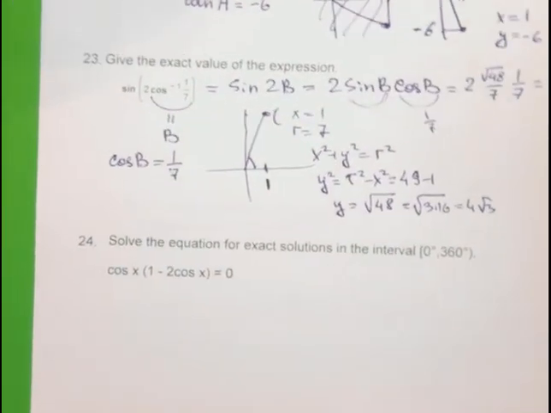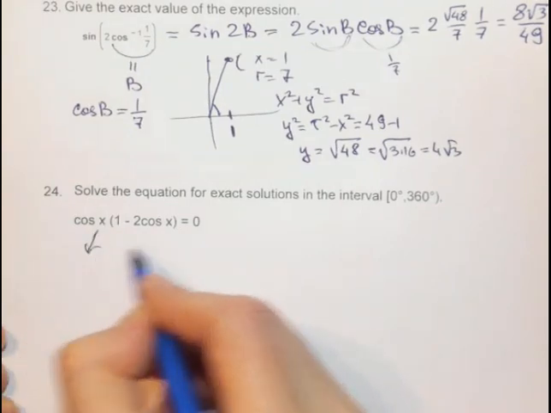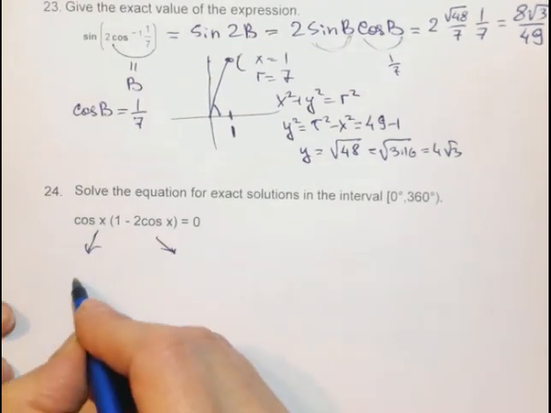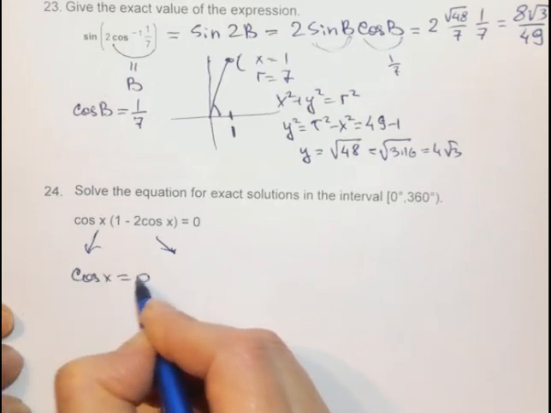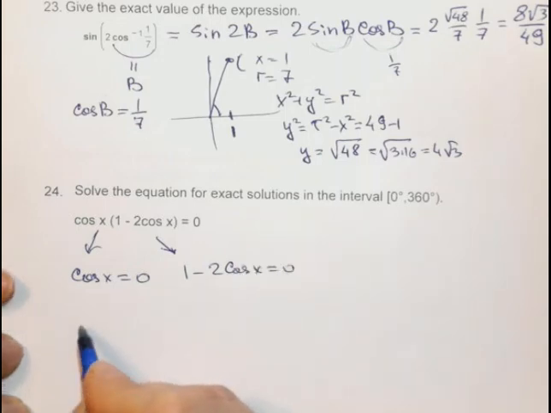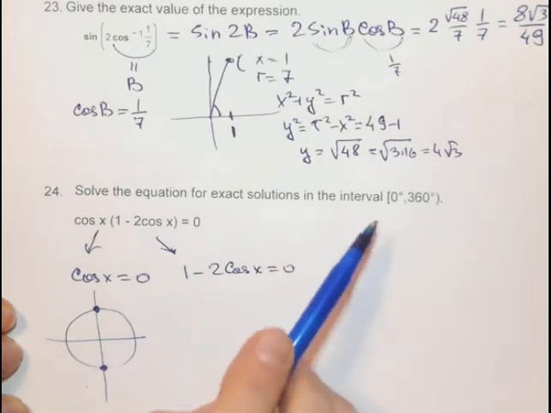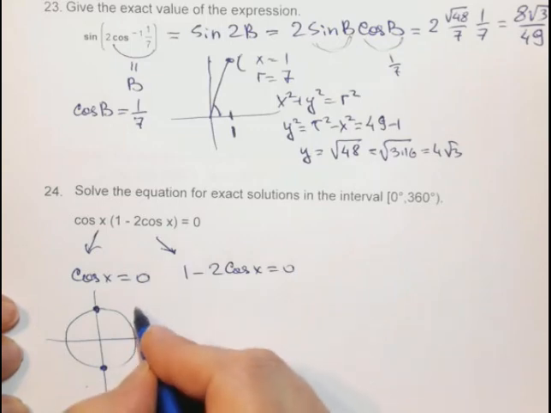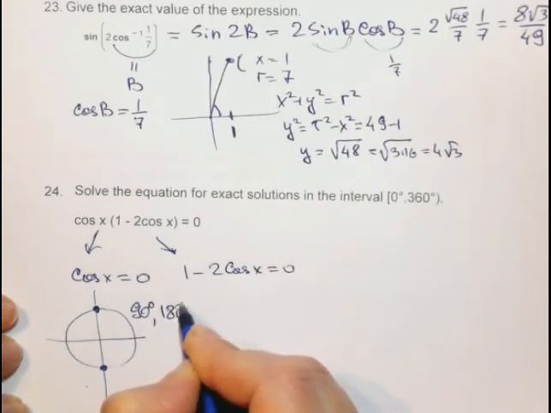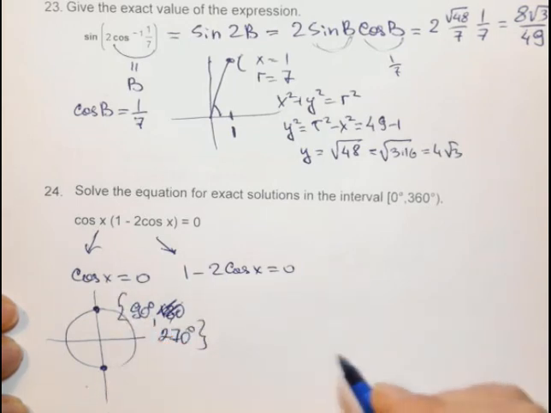So if the equation is in factored form already, then each factor can give us a zero. So either cosine x equals 0 or 1 minus 2 cosine x equals 0. Cosine equals the x coordinate, so it's equal to 0 at pi over 2 and at 3 pi over 2. So we are talking about degrees, so 90 degrees and 270 degrees, 2 zeros already.